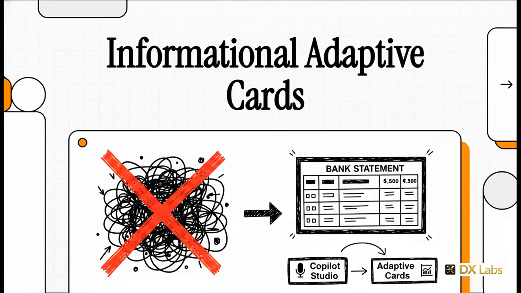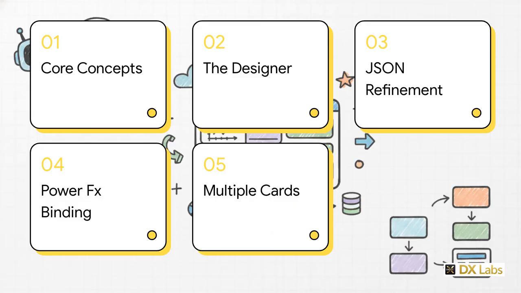In this explainer, we're going to break down how to design informational adaptive cards specifically for agent responses, and we'll keep everything laser-focused on exactly what you need to know for the AB 620 exam. To get you exam ready, here are the 5 strict logic blocks we'll be covering. Core concepts, the designer, JSON refinement, PowerFX binding, and finally, handling multiple cards.